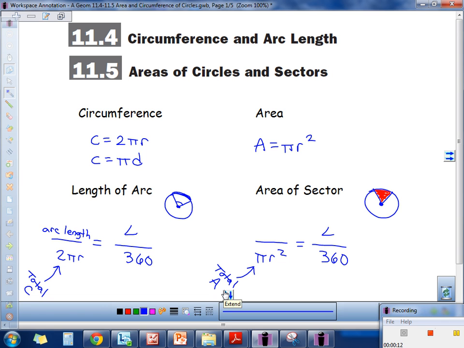And what do you think is going to be on top? We're not dealing with arcs. Arcs are all over here. This side is arcs. This side is all about area. So what's going to go on top? Area of sector. Good. Area of the sector goes up here. And remember, a sector is just like a piece of pie.